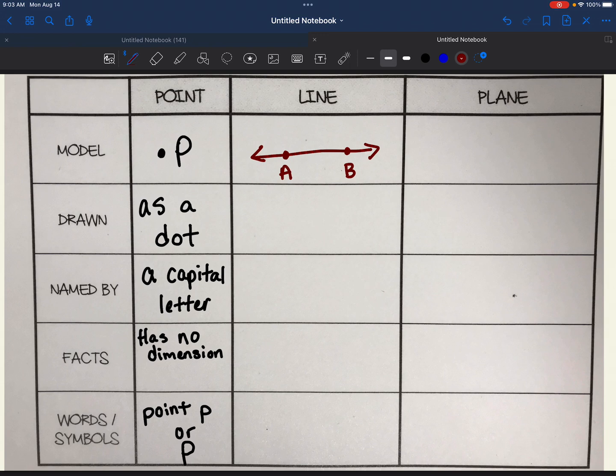Now, sometimes there's a lowercase letter out to the side, so we're going to call it M, because there are going to be 2 ways that we can name a line. One will be based off points, the other will be named off the lowercase letter. Okay, so when we draw it, we're just going to draw it with an arrow on each end.